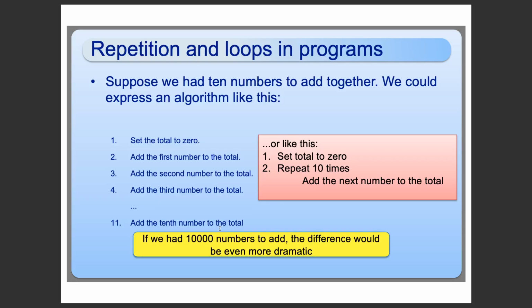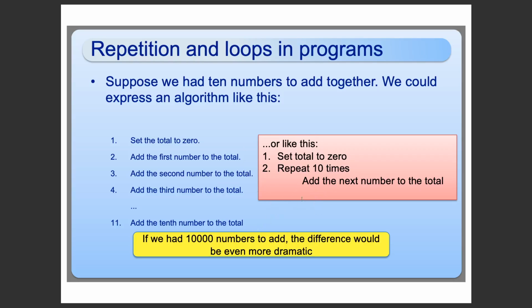That's a fairly long sequence of pseudocode instructions to write down. Or if you're a bit cleverer and you don't like writing so much, you could write something like this. Set the total to 0, so we start with 0, and then repeat the following 10 times: add the next number to the total. It's far less to write, and it makes use of the idea that you can repeat the same instruction over and over and over again. Add the next number to the total is the instruction we're repeating.